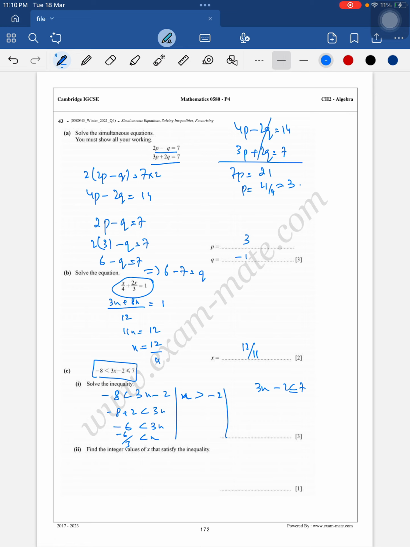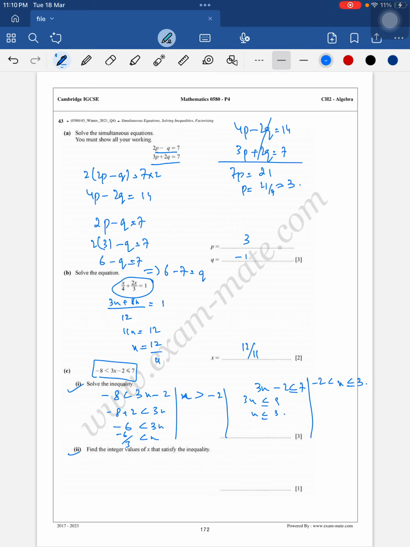Right, on the second portion, 3x is less than or equal to 7, minus 2 goes over there, 7 plus 2 is 9. So x is less than or equal to 9 upon 3, that is 3. So greater than minus 2, the answer will be x is greater than minus 2 and less than or equal to 3.